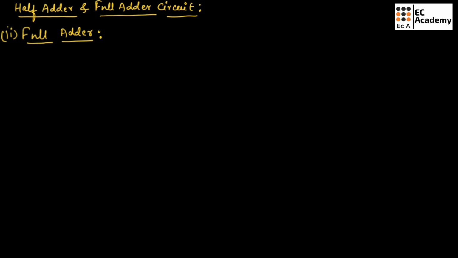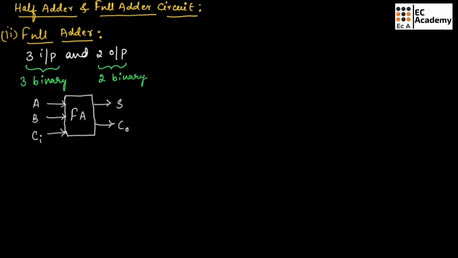Full adder is the logic circuit that accepts three inputs and produces two outputs. So if we say three inputs, it means it adds three binary variables to produce two binary variables. So this is the block diagram of full adder. This full adder accepts three binary digits as input to produce two binary digits as output.